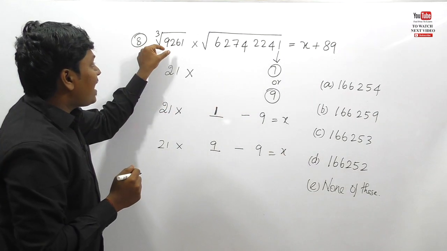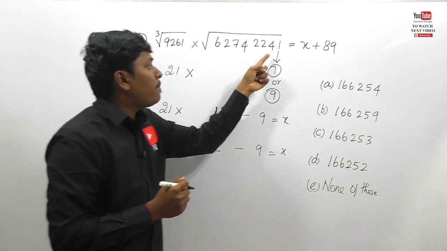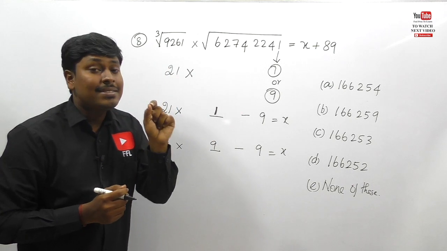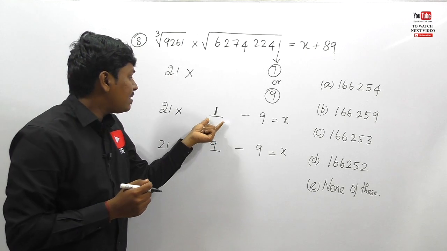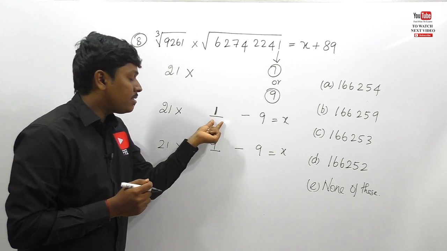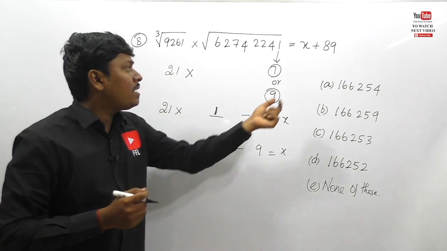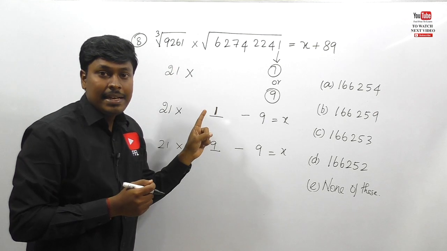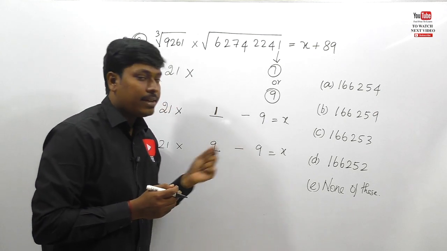See here, friends, 9261, we know that 21 cube is 9261, and here the number ends in 1, so we can definitely say that the answer ends in 1 or otherwise the answer ends in 9. So I am just taking condition number 1 if the answer ends in 1, and condition number 2 if the answer ends in 9. And we know that here it is plus 89. When we bring this 89 toward left hand side, minus 89, but we are concentrating only on the last number, so here it is 9 and here it is 9.